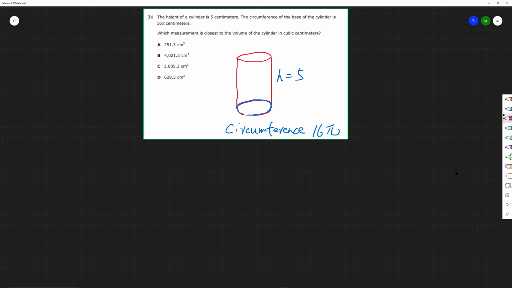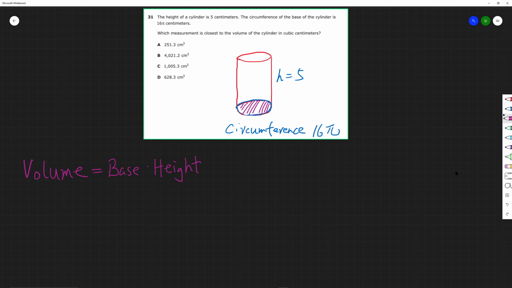So I've drawn a cylinder down here, and the height is 5, the circumference is 16 pi. We know these two pieces of information, and we want to know the volume of the cylinder. As we said before, if you think of this base as a round plate, then the volume will equal the area of the base stacked up to the height, or the area of the base multiplied by the height.